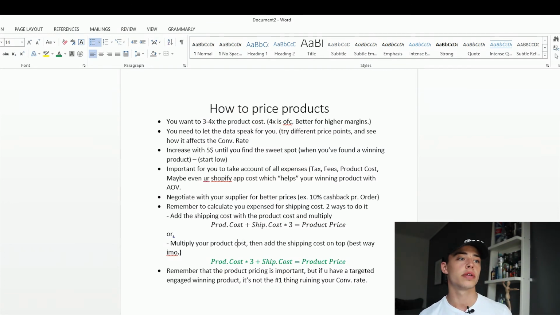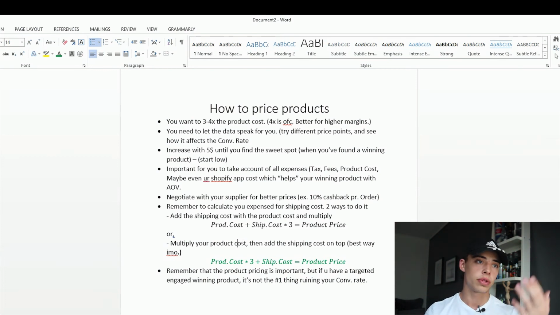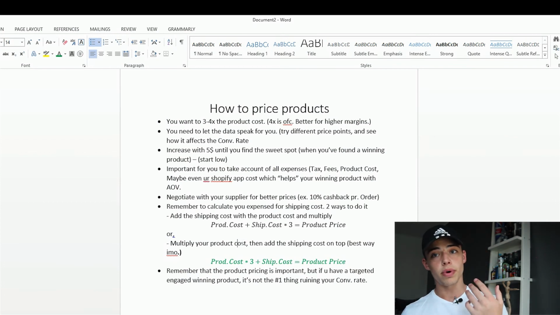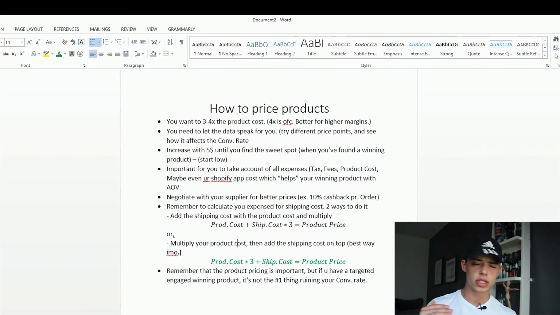And then lastly, remember the product pricing isn't the most important thing, so you might play around with data points to get more sales, but if you really have an engaging winning product, then the product price won't be the number 1 thing for them to convert. There will be a lot of other factors, but you need to, of course, look at your product pricing. When you start out testing products, I would really recommend you only multiply it by 3, or just so you break even with the ad spend.